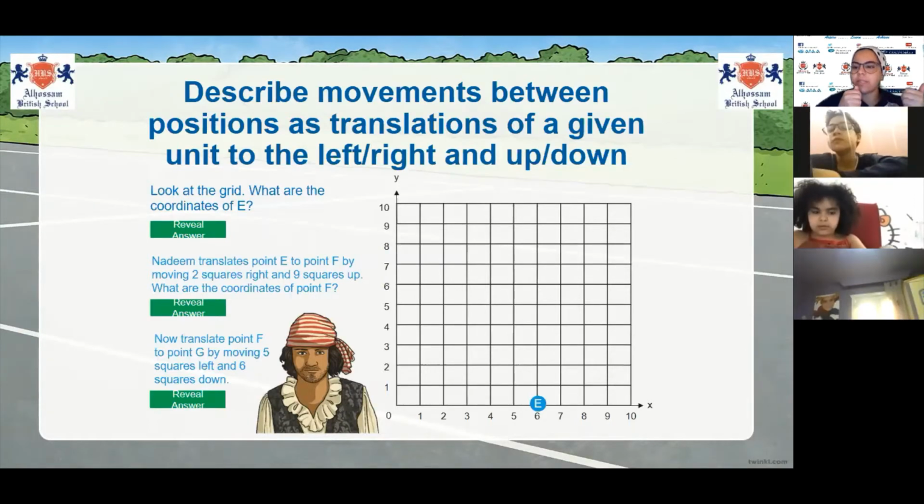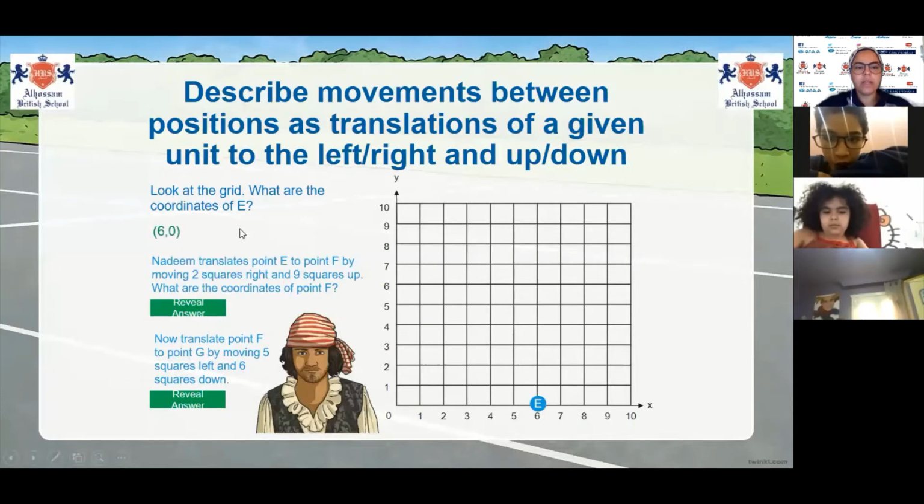So what do you think? What is the position or the coordinates of E? Okay, 6. 6 and 0. Very good. Because we didn't move up, we're still on the x-axis, so the coordinates are 6 and 0. Perfect. Thank you so much, Yasin.